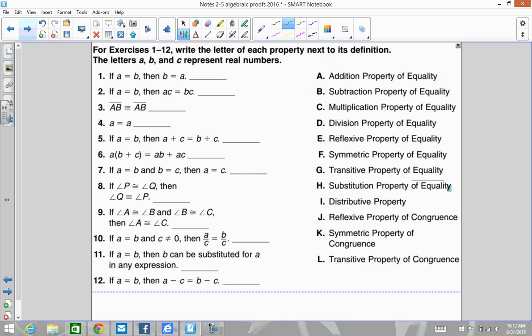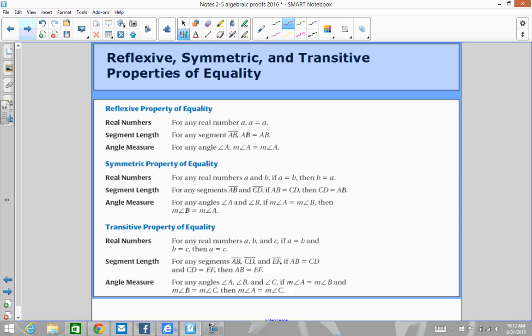Okay, so there are a few other properties. There is a reflexive property, symmetric property, and transitive property. So if you want to pause the video and highlight those on your properties chart. These three properties can be used with segments and with angles. They are the only three that can be done with segments and angles. So make sure you pay attention to that. That can cause a problem later on if you try to use some of the algebraic properties for segments or angles when you're not allowed to use them.